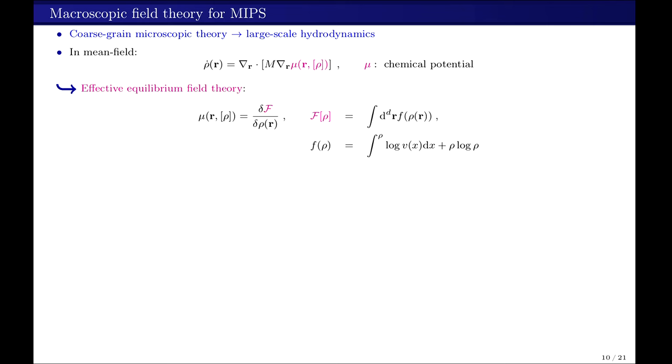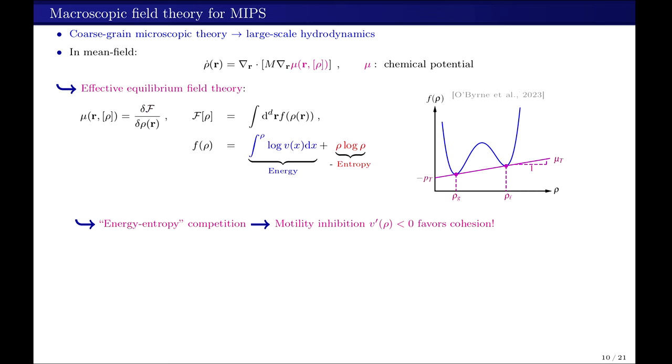Now if you look at the detail of this chemical potential, it can be written as the derivative of a free energy functional, an effective free energy functional, which in turn can be expressed as the integral of a free energy density over space. Now let's look at this free energy density. There are two terms competing with one another. One is very resemblant to an entropic term, so we call it an entropy, in quotes, this rho log rho part. And then you have this part here, which we interpret as an effective energy for our model.